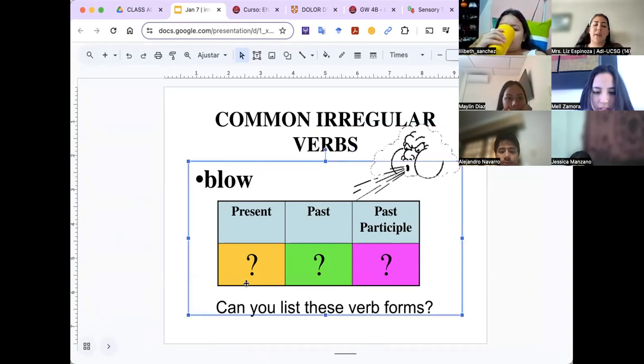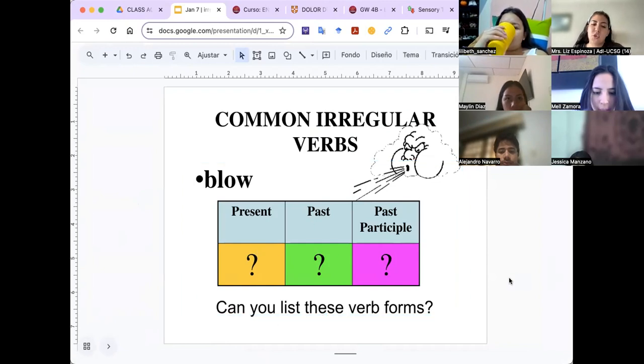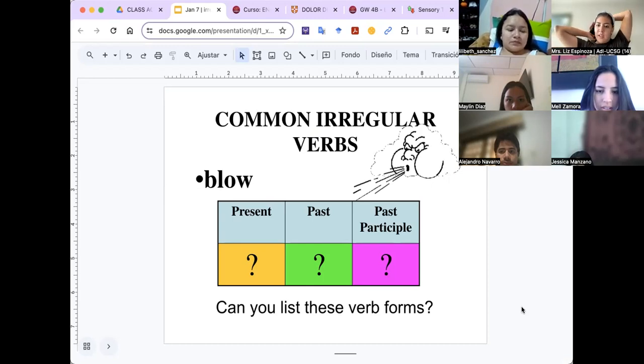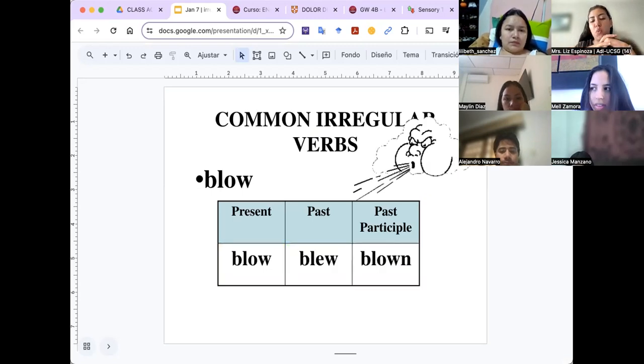So this is the present, blow. What is the past? Do you know what is the past of blow? In school, sometimes we had the list of verbs. I don't know if you had it in your class. At the end of the books, you also have the list of verbs, and these are the verbs that you sometimes have to memorize. So the past tense of blow is blew. Blow, blew. Then for perfect tenses we use the past participle, but right now we're going to focus on the past simple, okay?